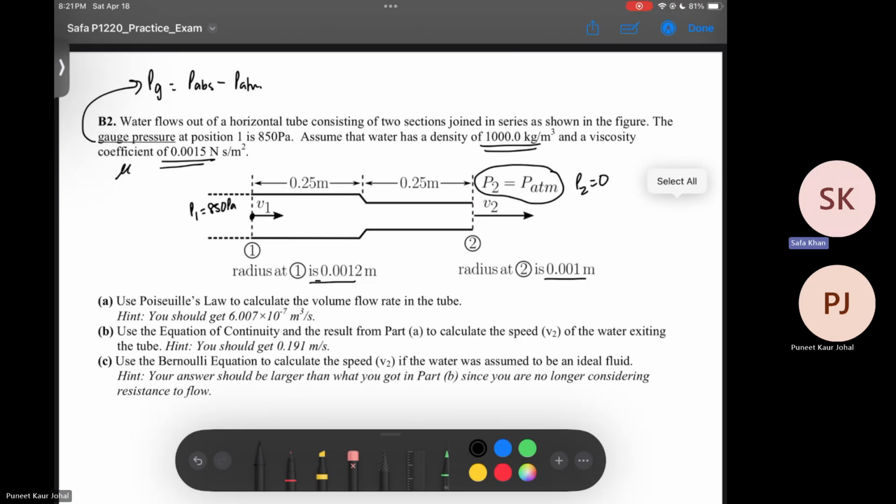No, I don't think so. Okay, I'll see in the solutions what your teacher has done.